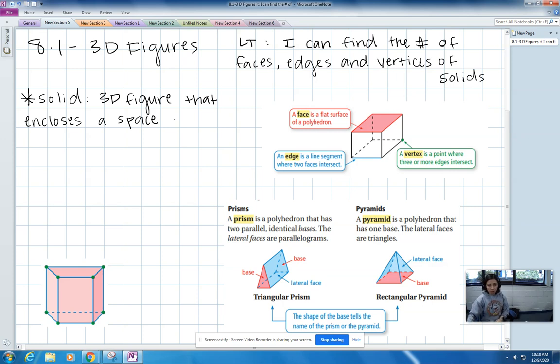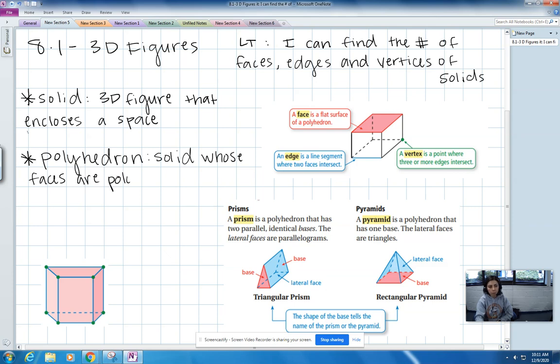We will specifically be talking about a type of solid called a polyhedron. A polyhedron is a solid whose faces are polygons. So all that means is that all of the solids that we will be learning about in this chapter are all going to have faces, flat sides, that are polygons, things like triangles, rectangles, squares, pentagons, etc.